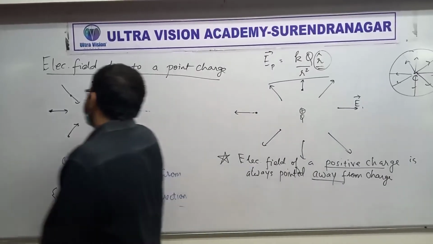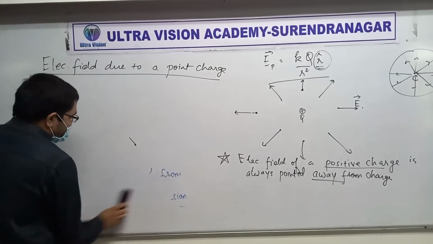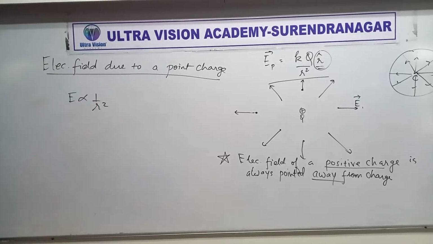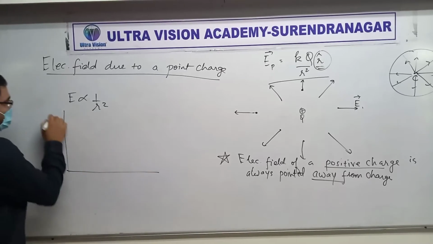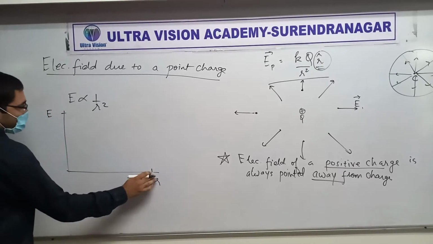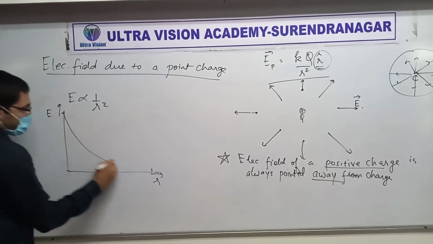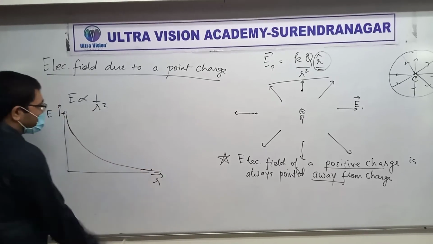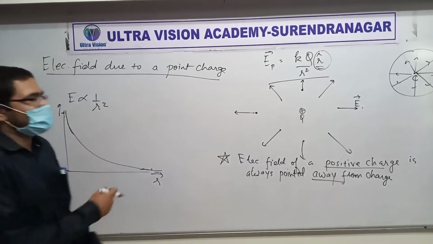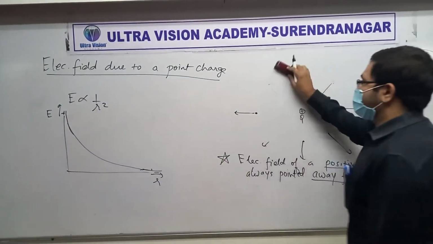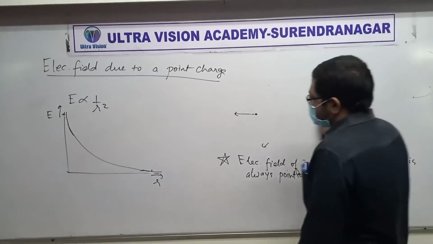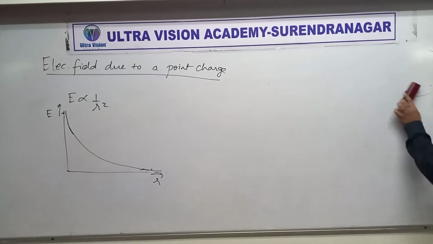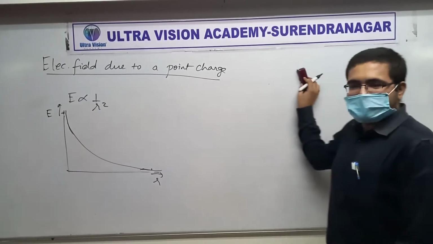Alright? Now, time for proportionality. Do you see that in magnitude all this is E proportional to 1 by R squared? Yes or no? Okay, so the graph, you are all big math students, I'm not going to worry too much about it. If this is R, this is E here. You can just draw a graph like this. This is the graph for a point charge electric field. As R increases, the electric field will decrease.